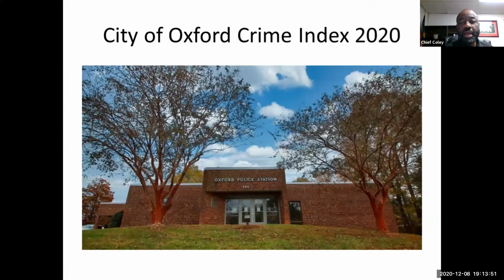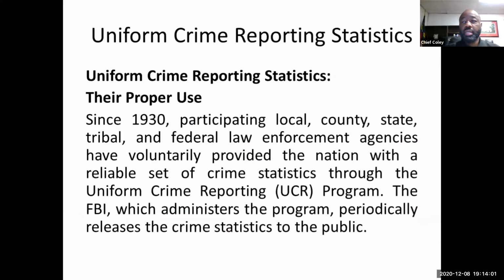Okay, the crime index for 2020 was released in November. In the Uniform Reporting Statistics, and this is the purpose of them putting it out, it's been out since 1930 for local, state, county, tribal, and federal law enforcement agencies. We voluntarily participate in it, and it's Uniform Crime Reporting. The FBI, which administers the program, periodically releases crime statistics to the public.